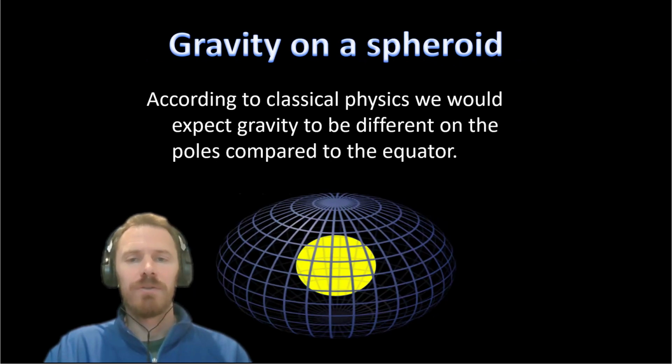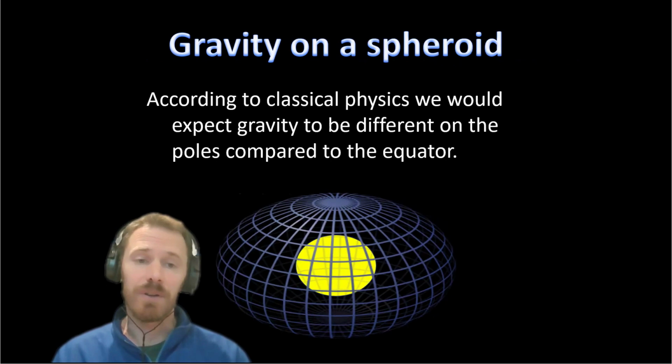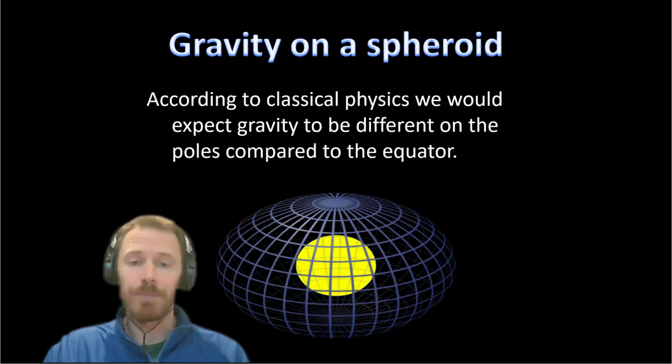According to classical physics, we would expect gravity to be different on the poles compared to the equator. That is because as the object flattens out, the distance from the center of the object to the poles is shorter, and so would have a greater gravitational acceleration. The distance to the equator is further, so it would have less gravitational acceleration.